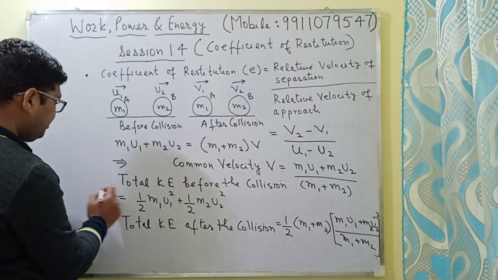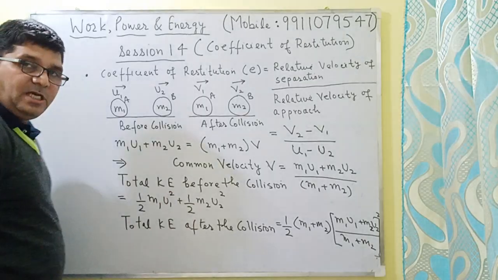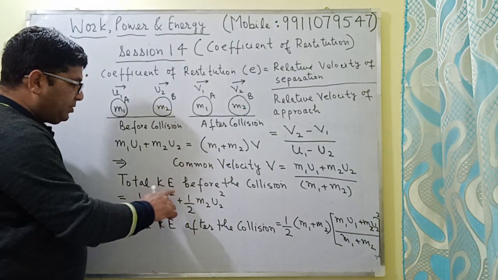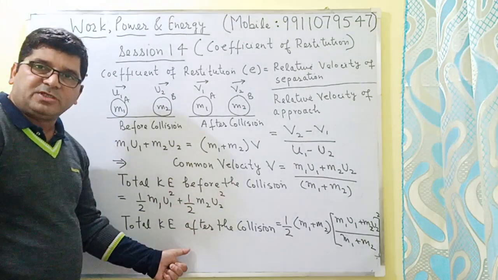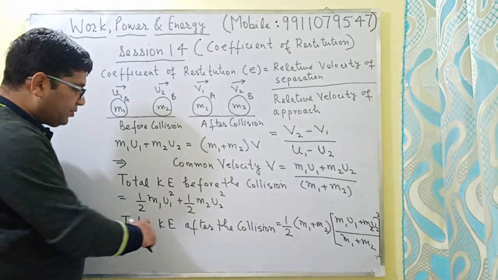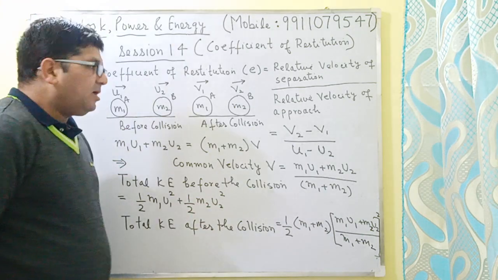Now since, as I have told you, in the case of this inelastic collision, the total energy before the collision and after the collision is not the same, so we can find the difference in the total kinetic energy before and after the collision by using these two formulas.